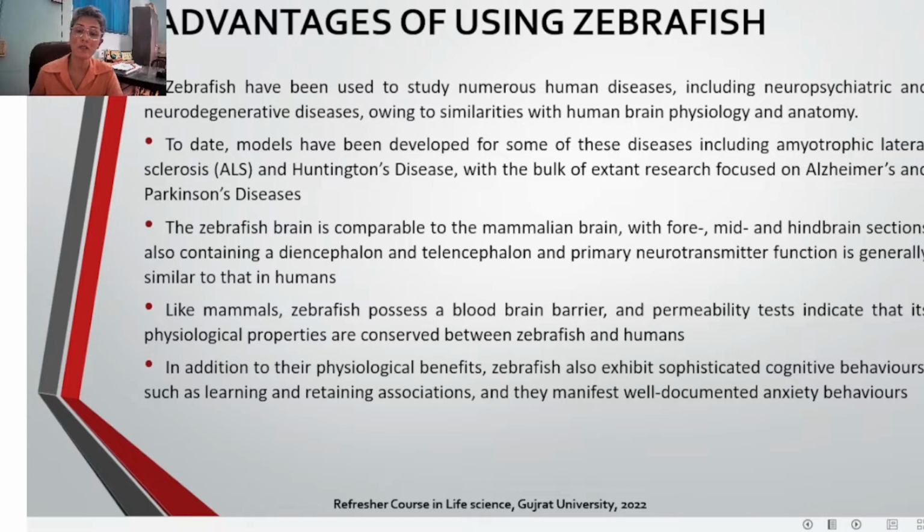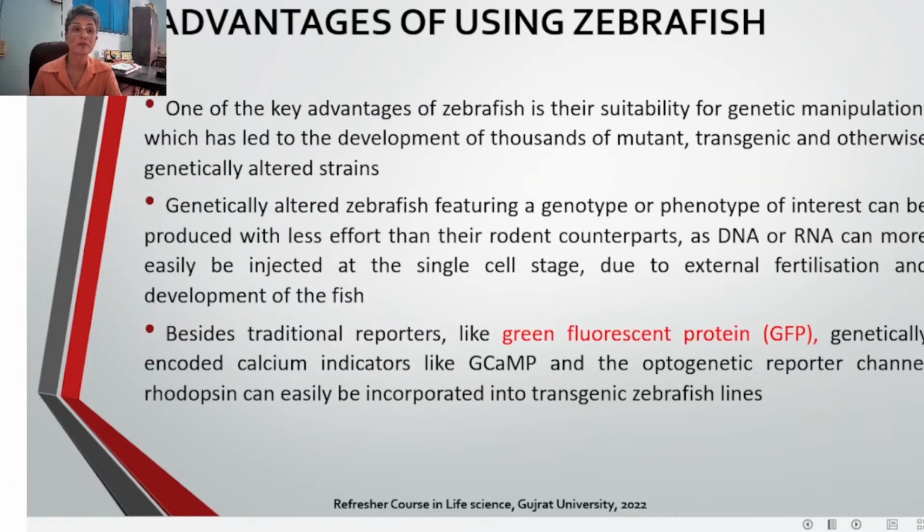In addition to this physiological benefit, zebrafish also exhibit sophisticated cognitive behavior such as learning and retaining association, and they manifest well-documented anxiety behavior also. One of the key advantages of zebrafish is their suitability for genetic manipulation, which has led to the development of thousands of mutant, transgenic and otherwise genetically altered strains of the zebrafish for the study of various diseases related to humans.